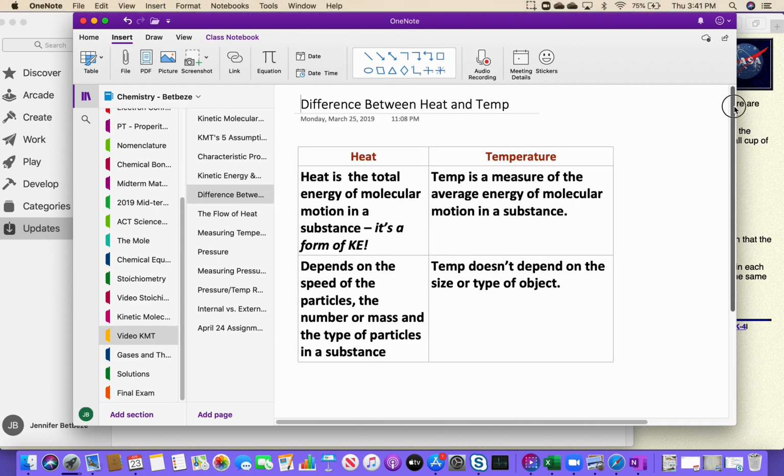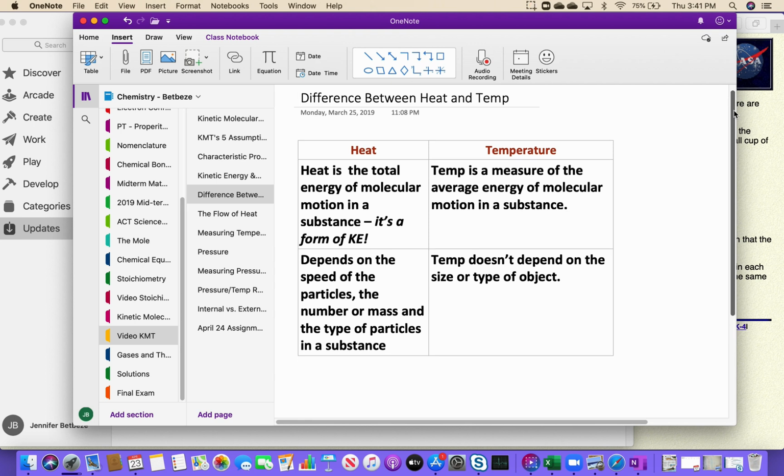All right, so we've been talking a lot about temperature, and this would be a good time to make sure that you understand that there is a difference between heat and temperature. Heat is a form of energy. It's a form of kinetic energy. The amount of heat that a substance or gas particles have depends on the speed of those particles, the number of particles that you have, and the type of particles in the substance.